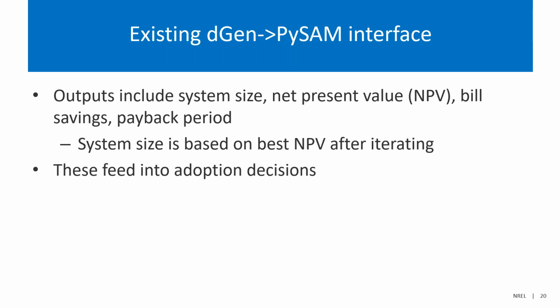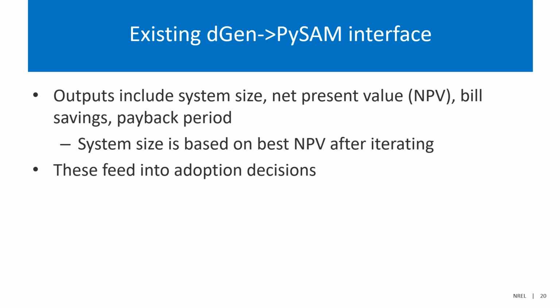So outputs after PySAM runs, after we execute those 3 compute modules, the outputs include the system size, the net present value, the agent's bill savings, and the payback period. In the existing code, dGen is iterating through multiple sizes and picking the best net present value. And then once the best net present value available to an agent in a given year is determined, that's fed into some of the adoption curves. So agents with shorter payback periods and higher net present values are more likely to adopt, and agents with longer payback periods and lower net present values or negative net present values are less likely to adopt or won't adopt.